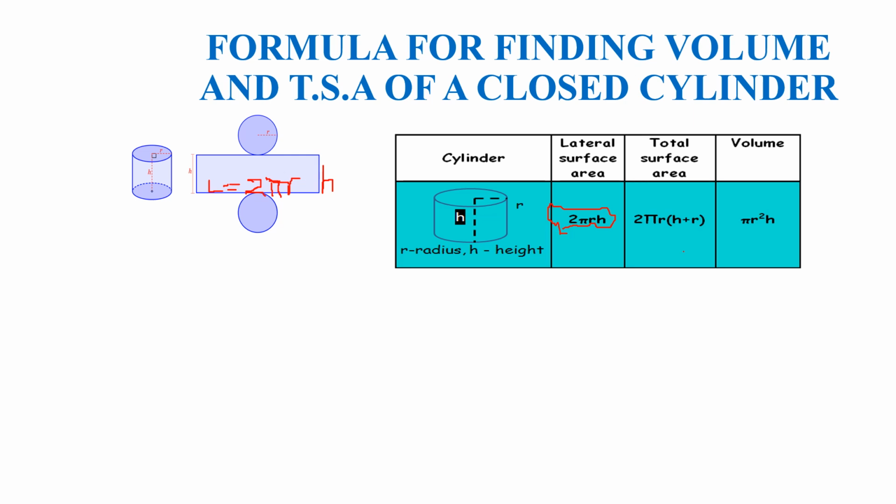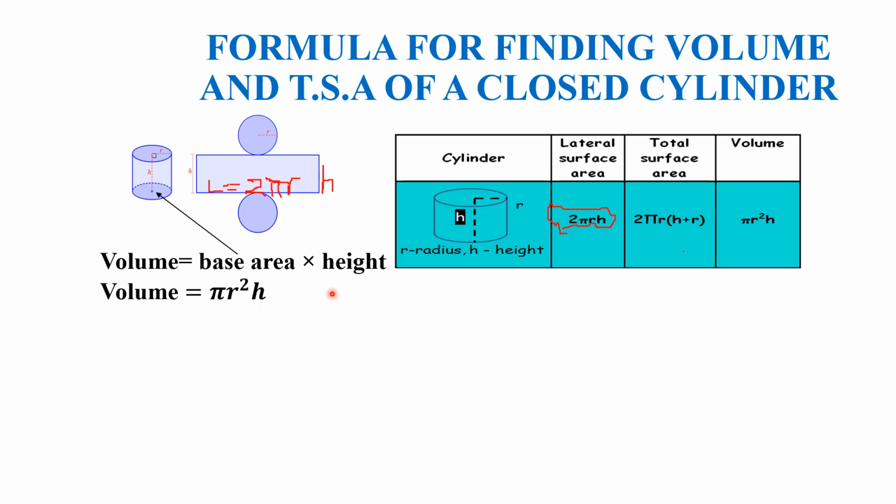And then for the case of volume, volume is equal to base area times height. But the base of a cylinder is a circle. A cylinder has a circular base. And how do we find the area of a circle? The area of a circle is equal to pi r squared. Then times h, and we get our formula as pi r squared h, the one we are seeing here.